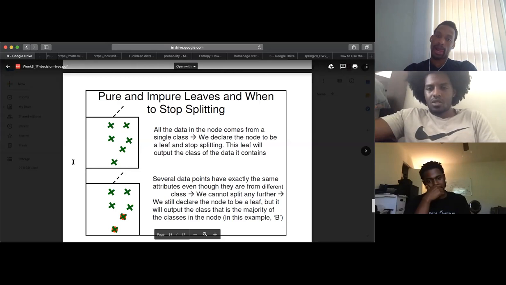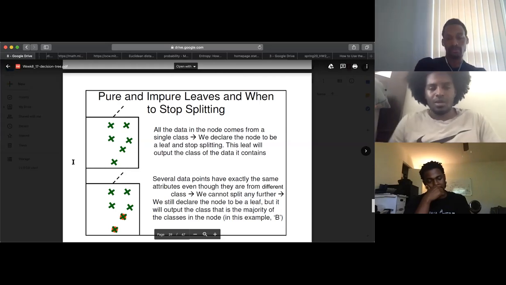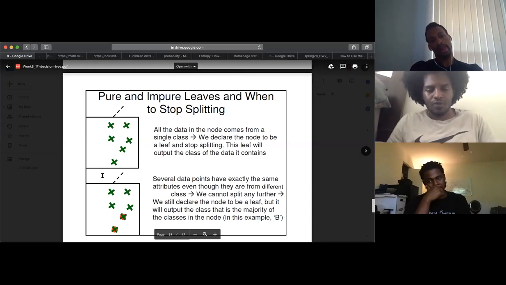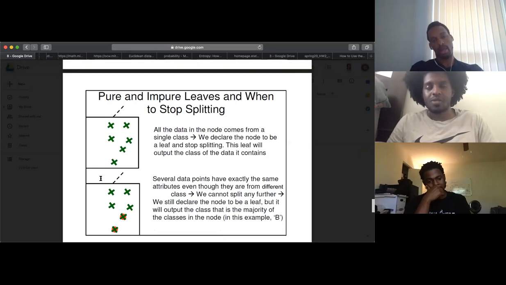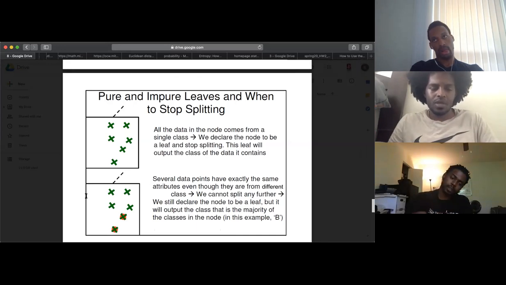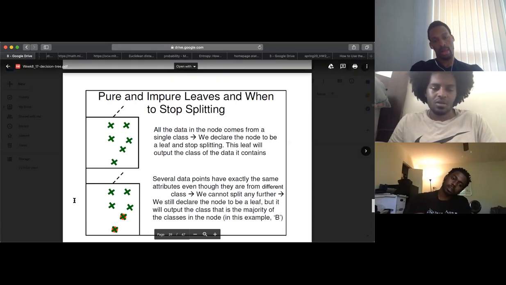If you look at the example above, the real world example they had with 20 data points from class A and 20 from class B, in the bottom left-hand corner you've got 4 data points from class B, and then you have 2 data points that actually belong to both classes. They're right on top of each other.